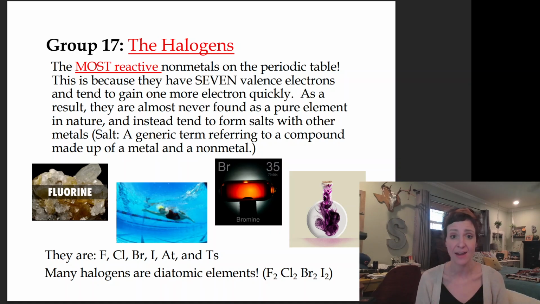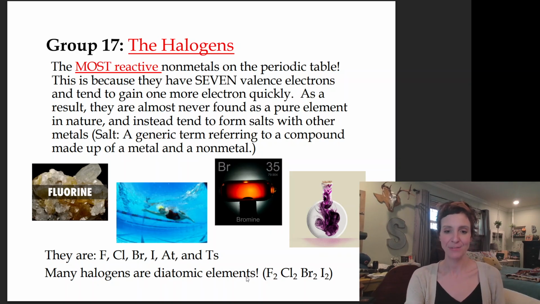And as a result of that, they're almost never found as a pure single atom in nature, and instead tend to form salts or other compounds with metals, okay? So our halogens are fluorine, chlorine, bromine, iodine, astatine, and whatever TS is.